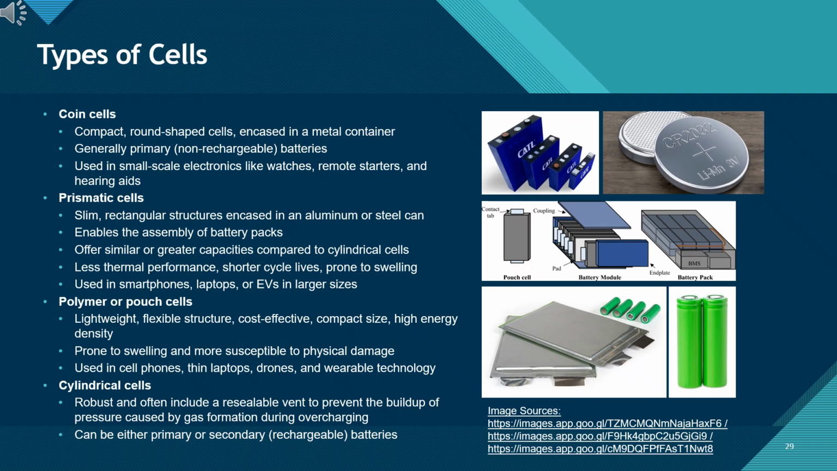1. Coin cells. You are familiar with these from watches and car keys. They are small, round, and encased in metal. While often non-rechargeable, they are crucial for small-scale electronics. 2. Cylindrical cells. Look at the bottom right.